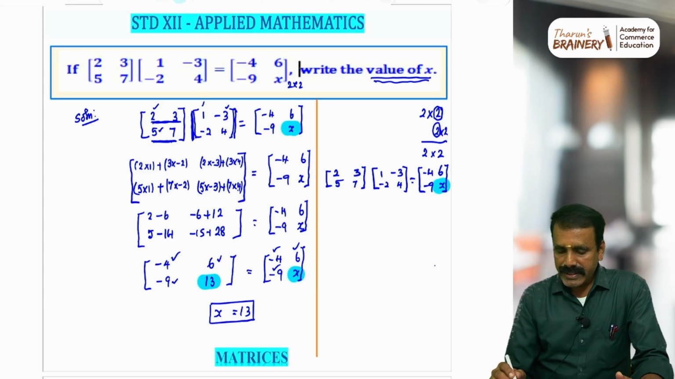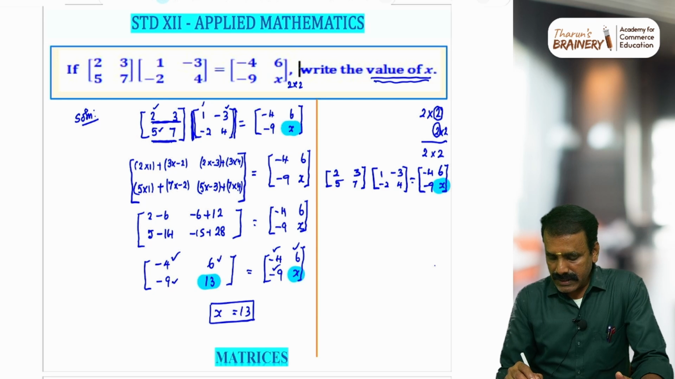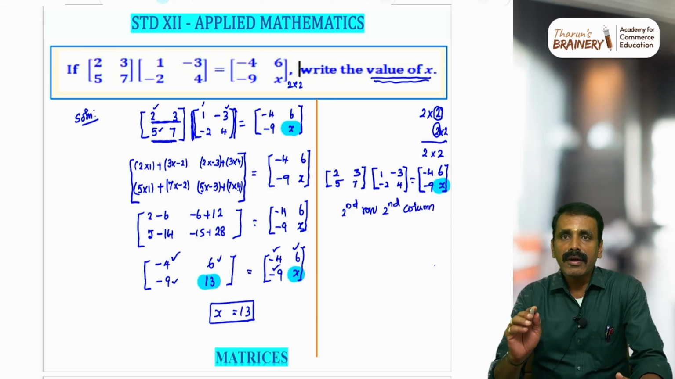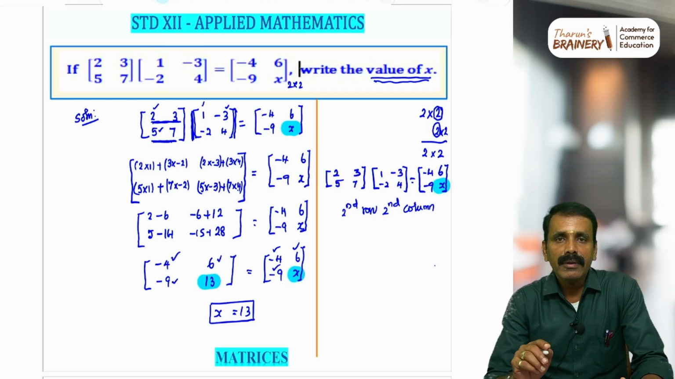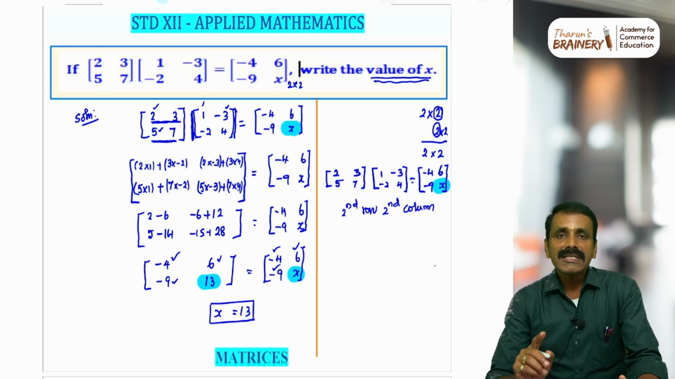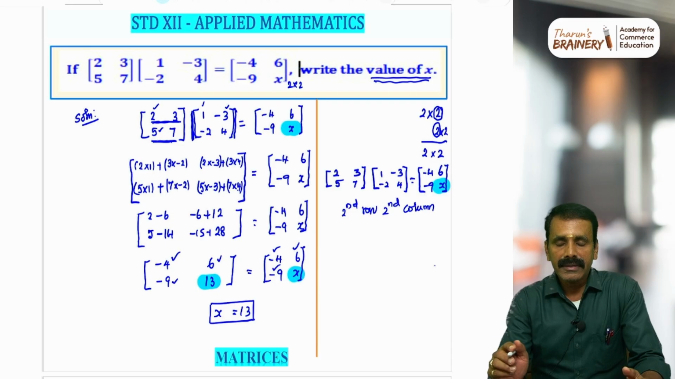Now what is the position of x? X is present in second row, second column. It is a very short method. Instead of finding all the values, we can straight away find the particular value for x, because we are going to find the solution for only one variable. We are going to find the value for x alone. No other variable is going to be there. So if you are very strong in matrix multiplication, we can find the answer directly.